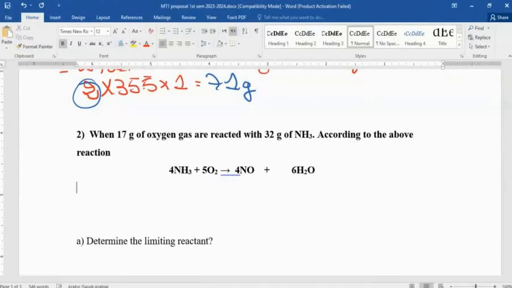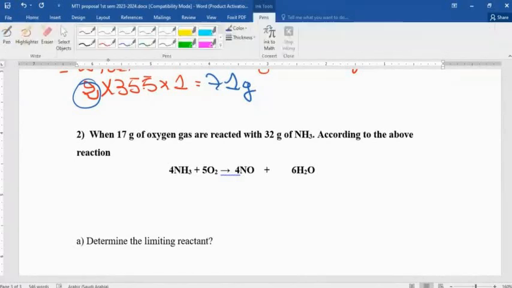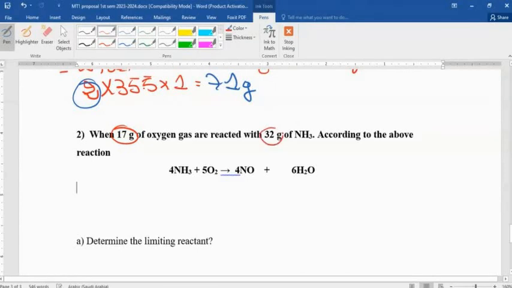Now what did he ask me? He gave me two reactants reacting, so it will be a limiting reactant problem. That means I have to specify which one is my limiting reactant, and this limiting reactant will limit the amount of the formed product. Right or not?